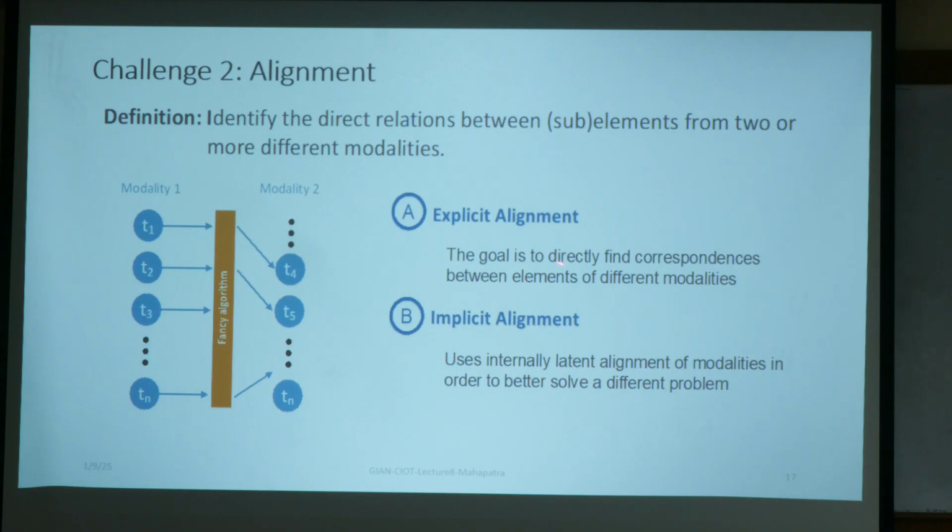Now, explicit alignment. The goal is to directly find a correspondence between elements of different modalities, which the picture shows here. Okay? I call that fancy alignment or whatever, right? Then implicit alignment uses internal latent alignment of modalities in order to better solve a different problem. So what is the difference between these two? One is direct, one is implicit. So it means you have to extract those things. After extraction, you can find alignment. The alignment could be already exposed, or you have to find it.